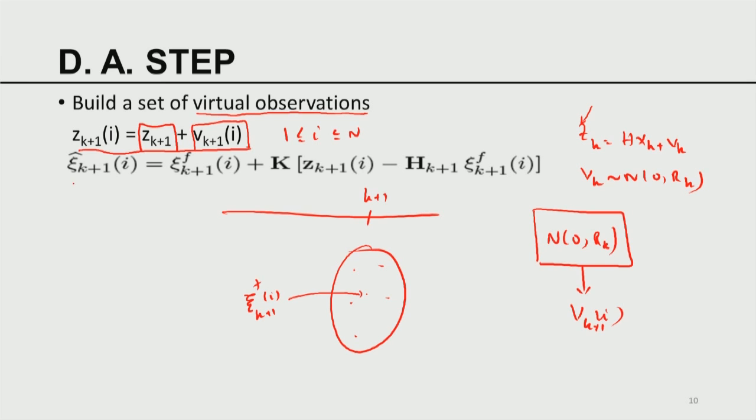Then I simply apply the Kalman filter equation. The analysis at time k plus 1 for the ith ensemble strand is equal to the forecast at time k plus 1 for the ith member plus K times (z_{k+1}^i minus H_{k+1} x_{k+1}^{f,i}). Here I would like to enlighten you with a couple of things. I am sure a careful reader would have already noticed: hey, you started with the nonlinear model, but you are using a formula that is meant for a linear model. So, for this equation for the update in the data assimilation step, we are trying to do two things.